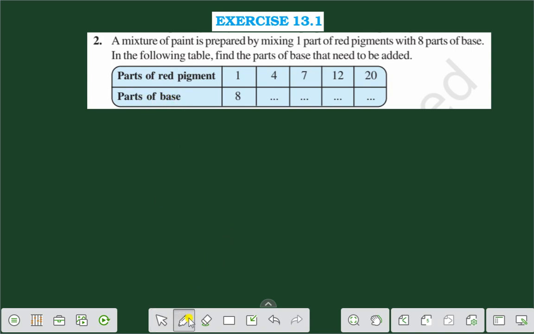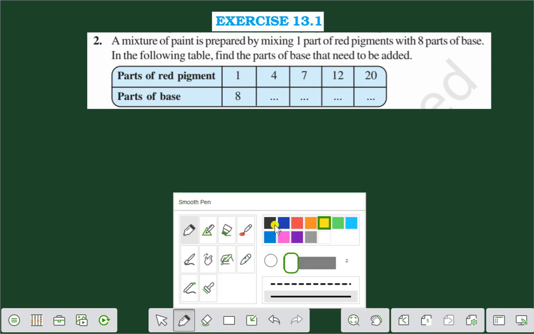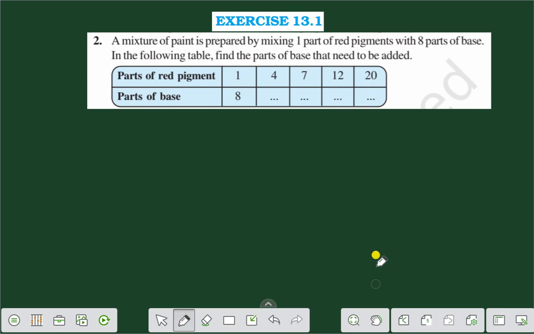If we take this, when the parts of red pigment is 4, let the parts of base be x1. When the parts of red pigment is 7, let the parts of base be x2. When the parts of red pigment is 12, let the parts of base be x3. And when the parts of red pigment is 20, let the parts of base be x4.